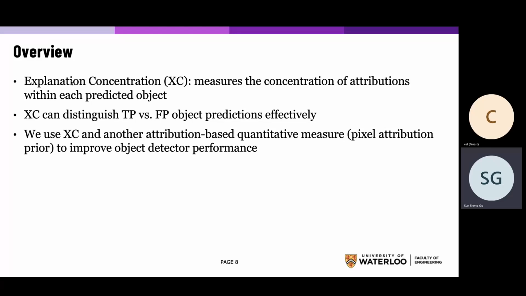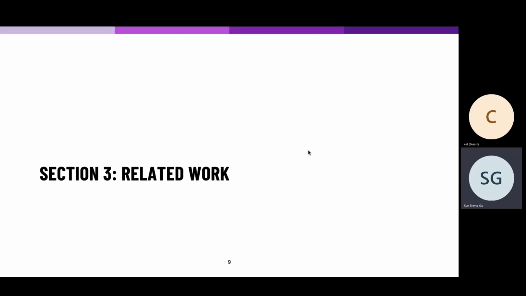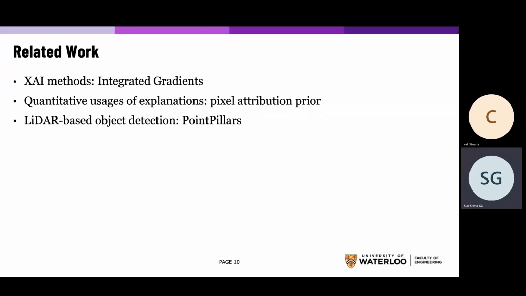We call it explanation concentration. It measures the concentration of attributions within each predicted bounding box. And we also discovered that XC can distinguish true positive and false positive object predictions effectively. And then we also use XC and another attribution-based quantitative measure called pixel attribution prior to improve the object detector performance. Now we are ready to talk about the related work.